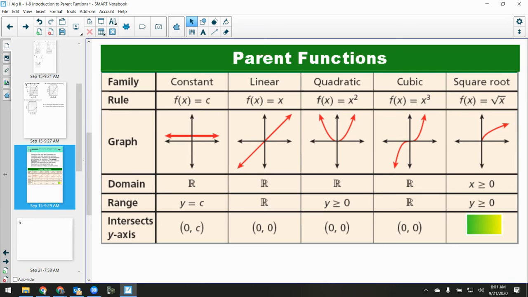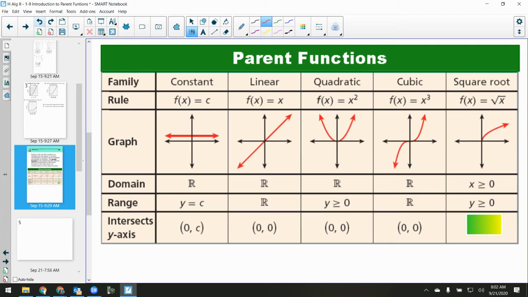X has to be greater than or equal to 0, and y has to be greater than or equal to 0. Okay? Now, why do I restrict the domain? Well, if I had not restricted the domain, it would look like this. Guys, is that a function? Then this would ruin this whole table, right? It has to be a function. So therefore, I have to restrict the domain. I only want the top half of the graph. I only want the positive root, the principal root.